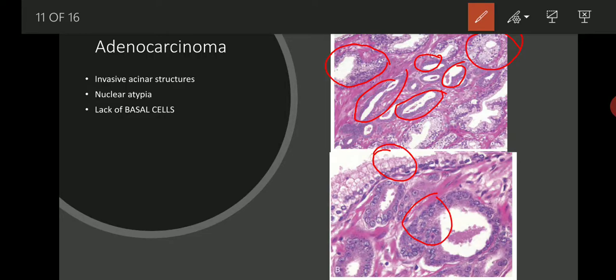This shows you nuclear atypia, that is nuclear enlargement, hyperchromasia, prominence of nucleoli and mitosis. And very importantly, these glands do not have the normal basal cell layer. The basal cell layer is always present in the benign glands. That is how we distinguish between benign and malignant glands in prostate.